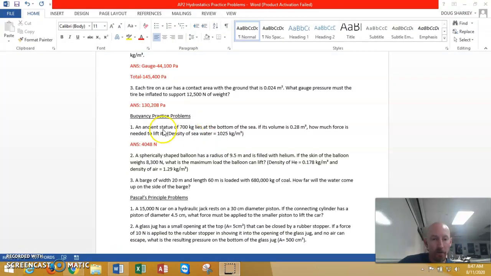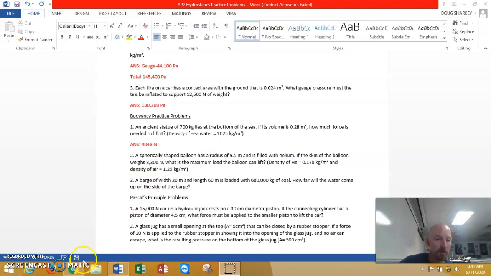Yay! Alright guys, we're on to the buoyancy practice problems. Something about an ancient statue that lies at the bottom of the ocean, and how much force is needed to lift it. If it's in a fluid, if it's in water, then you may not need as much force to lift it up, right? Because you've got that buoyant force already helping.